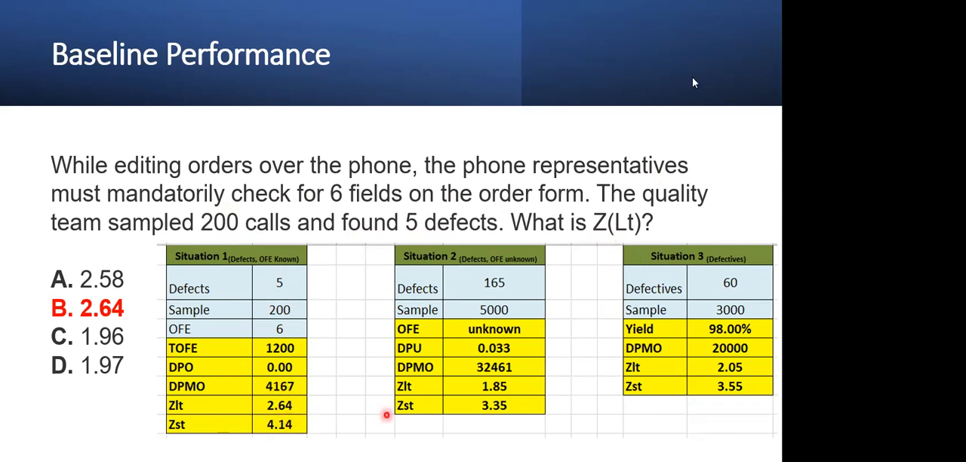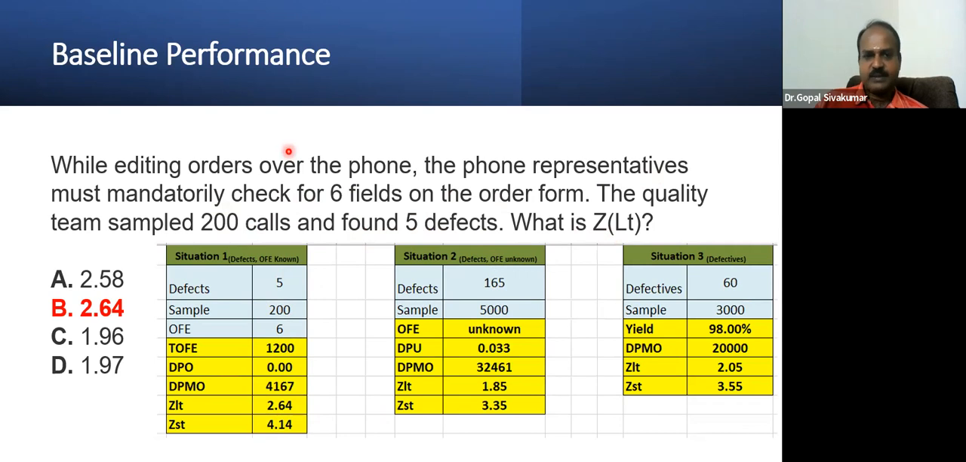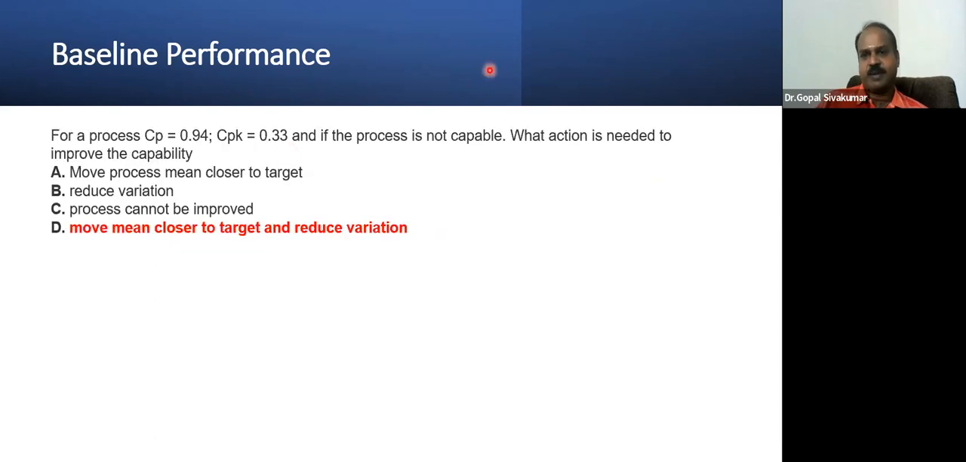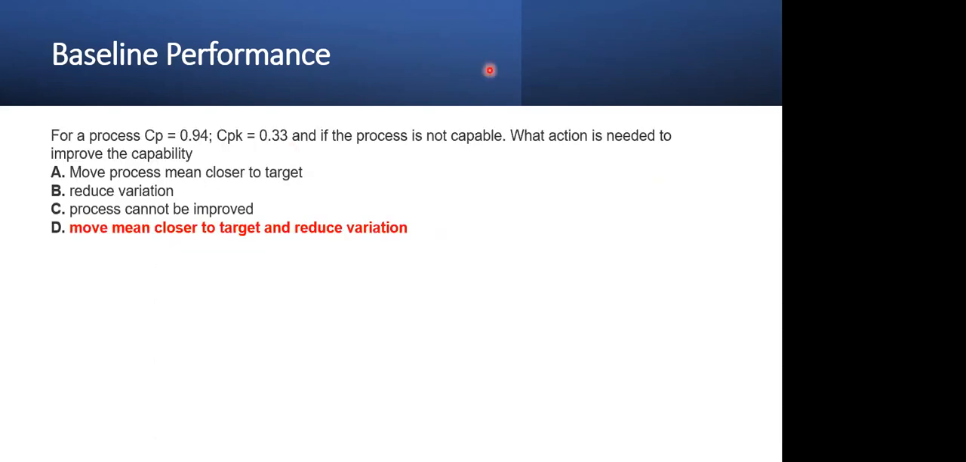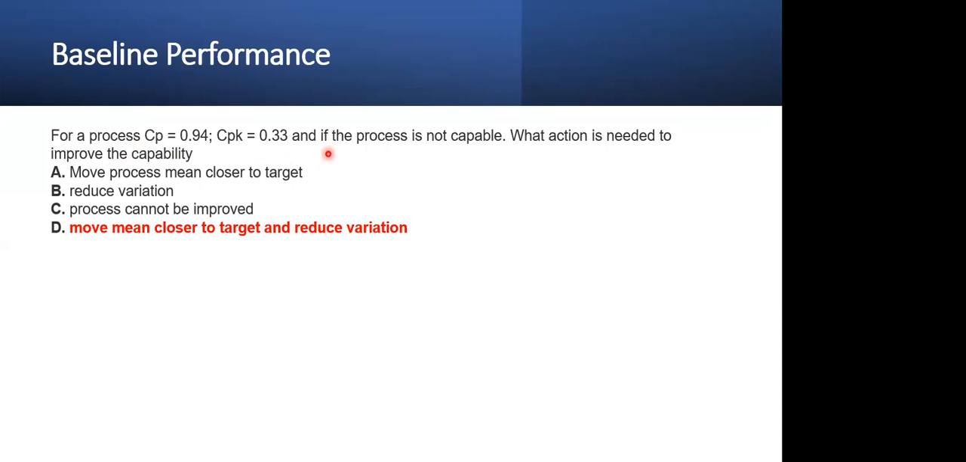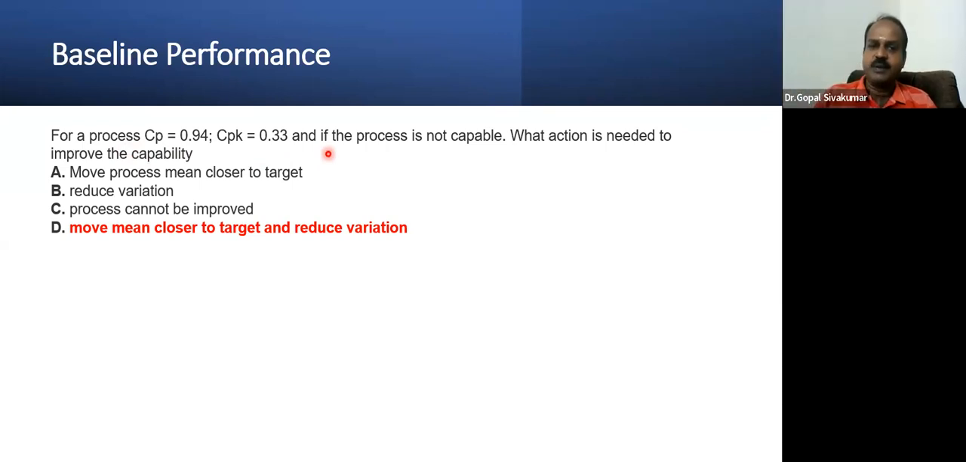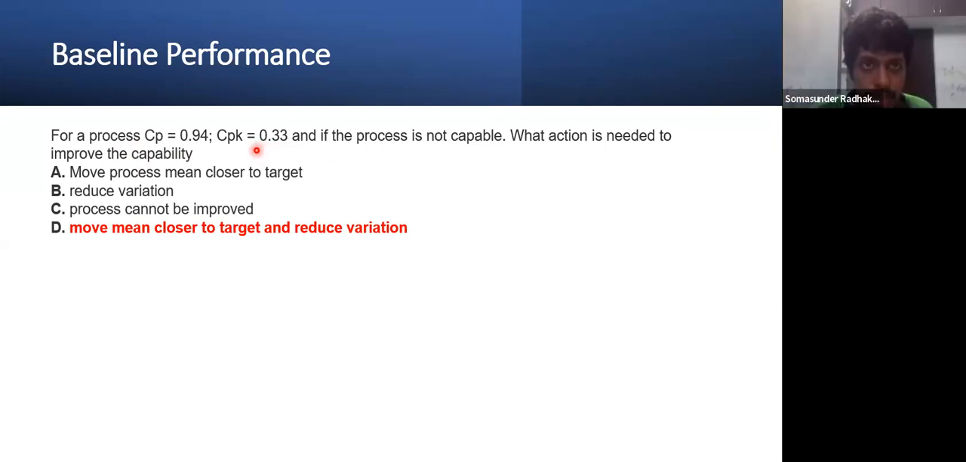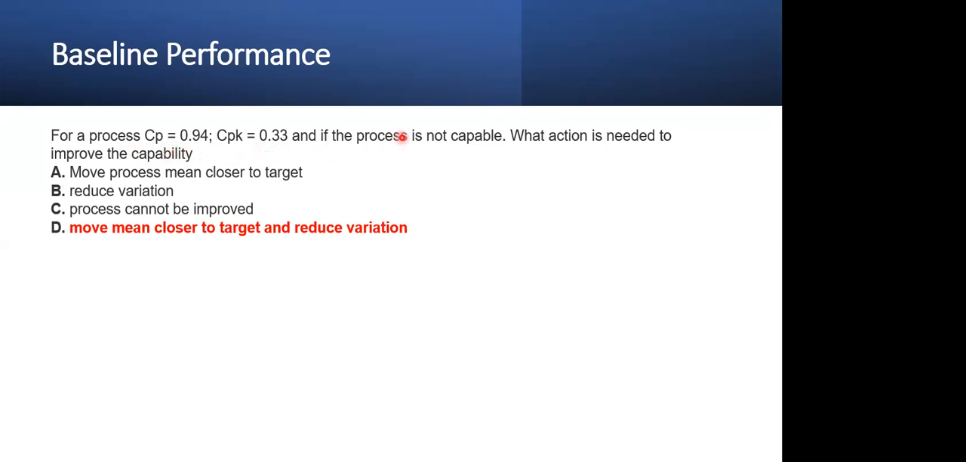2.64. So we are able to conveniently solve the problem. Now, for a process with CP equal to 0.94 and CPK equal to 0.33, clearly the process is not capable. When do we say the process is capable? If CPK is more than 1.66 (1.67). 66 or 67, both are accepted. And now it is not capable.